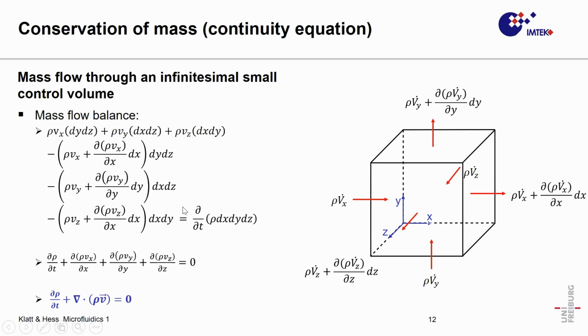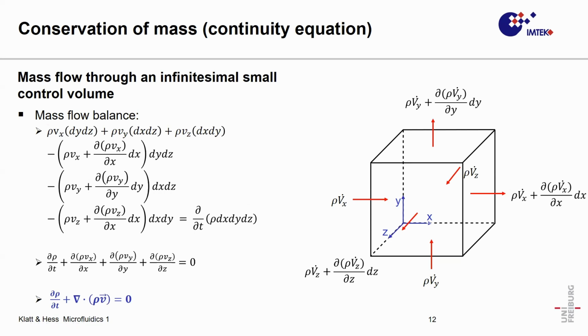So the left-hand side of the first equation is the mass flow balance over all three dimensions. And the right-hand side is the change of mass inside the control element. And what we have done here on the left-hand side is we have replaced the volume flow by the area and the velocity. So note that those v's are small v's. They denote the velocity component and not the volume flow anymore.